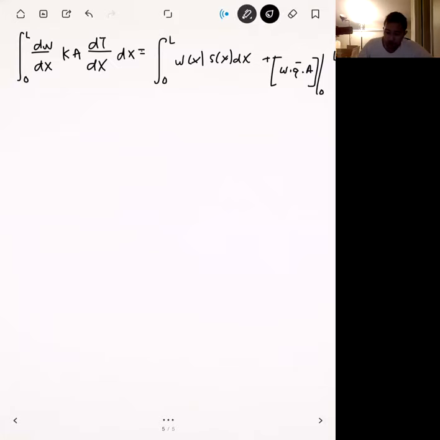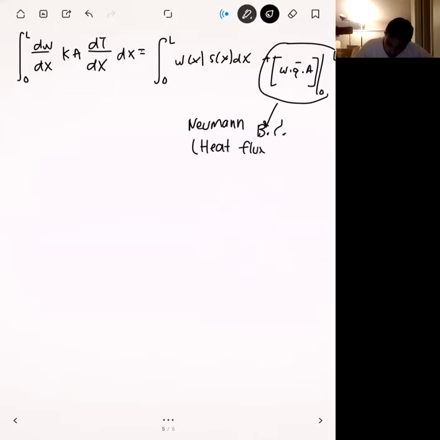Right away, before we actually plug in anything, let's deal with this term first. Remember, what this term represents is all the Neumann boundary conditions, which in reality are the heat flux boundary conditions. At this point, we have to ask ourselves what part of our domain has a heat flux boundary condition.